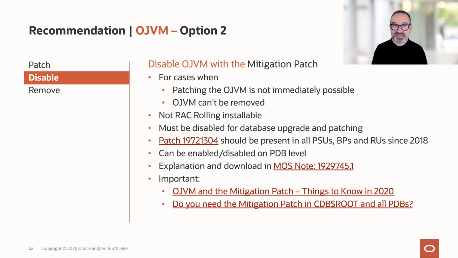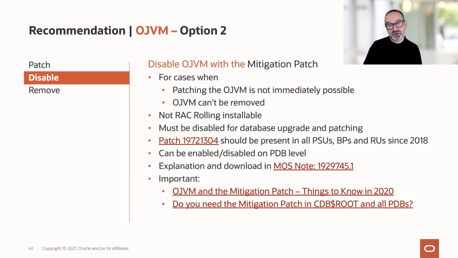You must disable the mitigation patch when you want to patch or when you want to upgrade your database. So when you use AutoUpgrade, we tell you, oh, wait a bit, there's the mitigation patch in place. You need to disable the mitigation patch because the mitigation patch, when it's on, it disables the Java subsystem. And when you want to patch or when you want to upgrade your database, the Java subsystem needs to be available, if it's there, otherwise we can't upgrade it.